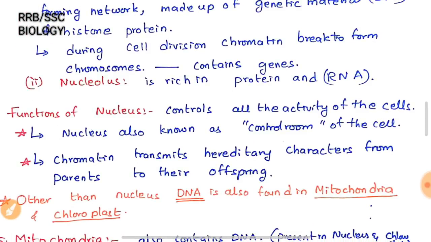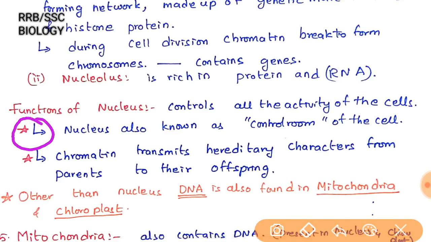Usually the nucleus controls; it's the brain of the cell, or we can say it is the control room of the cell. Friends, the nucleus is also known as the control room of the cell, and chromatin transmits hereditary characters, that is, it has genes. These genes have hereditary characters. They are transferred from the parent cell to the child cells, one parent cell to two child cells.